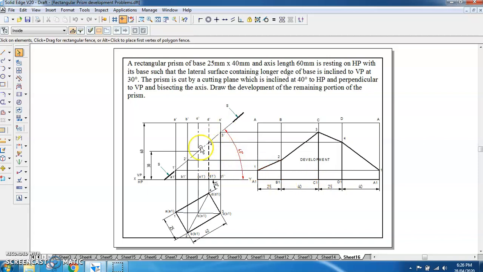And when this prism is cut by a cutting plane having an inclination with respect to HP of 40 degrees, and if it is bisecting the axis, then you fold it at 1 to A1, 2 to B1, 3 to C1, 4 to D1 and 1 to A1. If you fold it at these points and connect this 1A1 to this 1A1, you will get the development of the remaining portion of the prism. So like this you will be able to complete the development of the rectangular prism. Thank you.